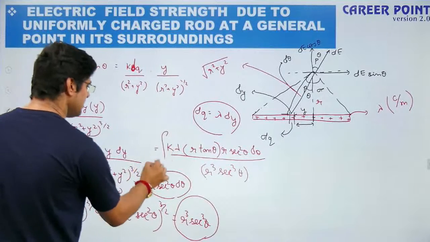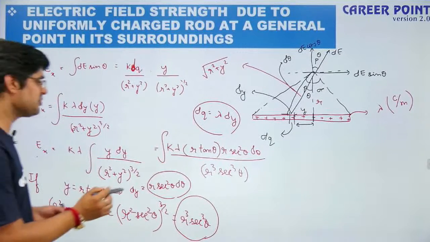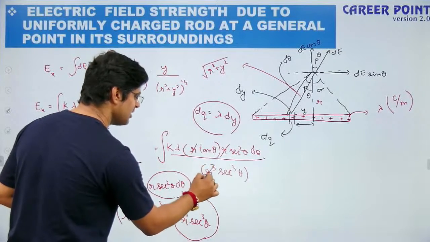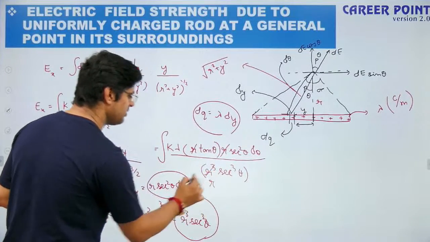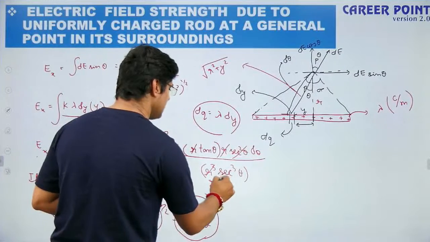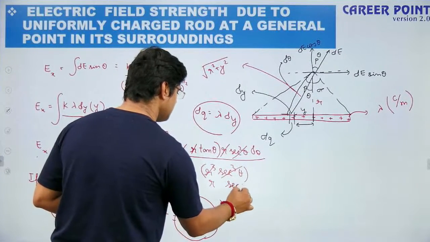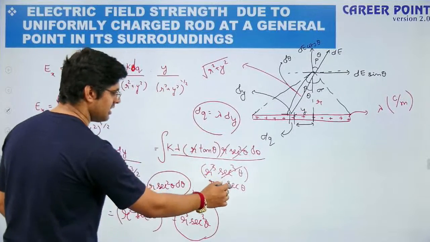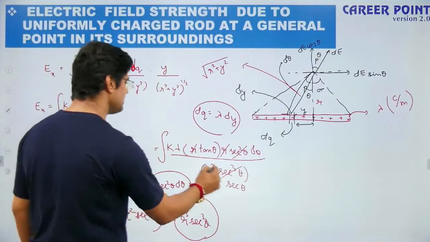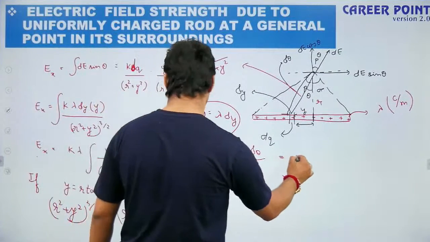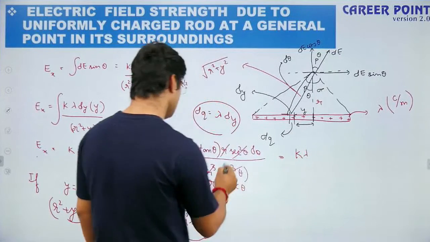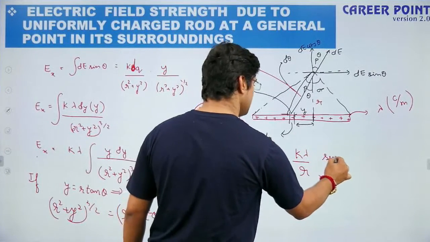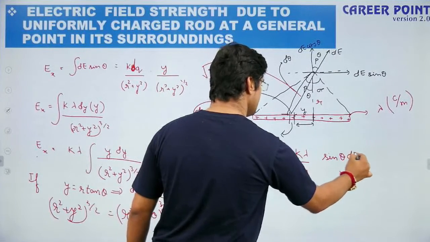So let's solve this integral further. In this we can directly cancel r: r square will cancel from r cube, and only one r will remain. Sec square theta will cancel, and only one sec theta will remain. Tan theta is sin theta by cos theta into sec theta, so that will again cancel and only one sin theta will be present. So K lambda by r, and in the integral only sin theta d theta remains.